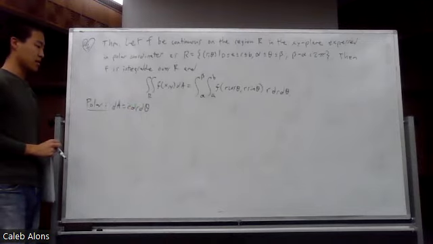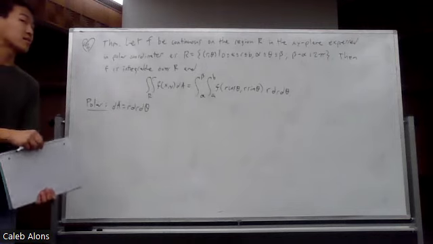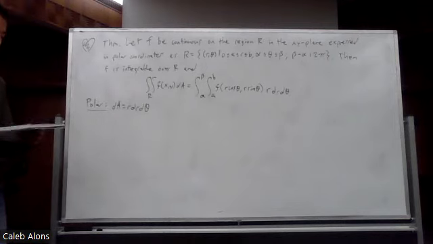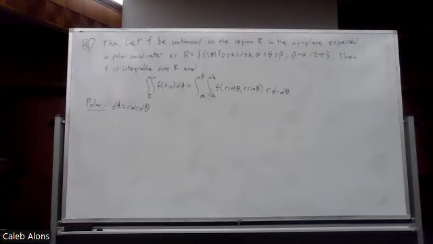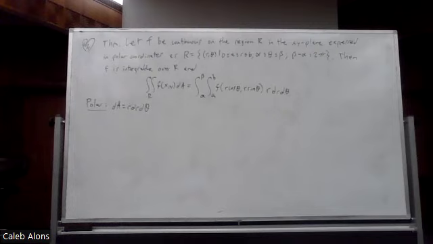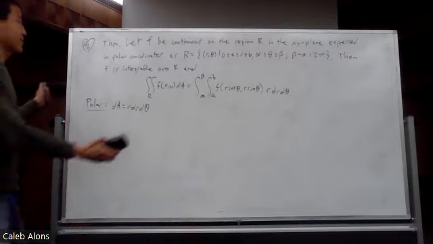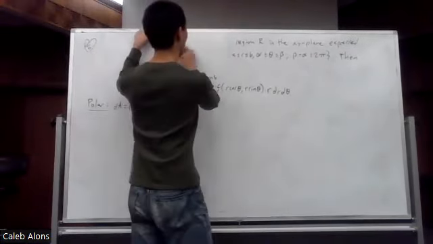So then if we're in polar coordinates, dA is r dr d theta. What is dA in Cartesian? Good, dx dy, or dy dx, it doesn't matter. In polar, what is dA?